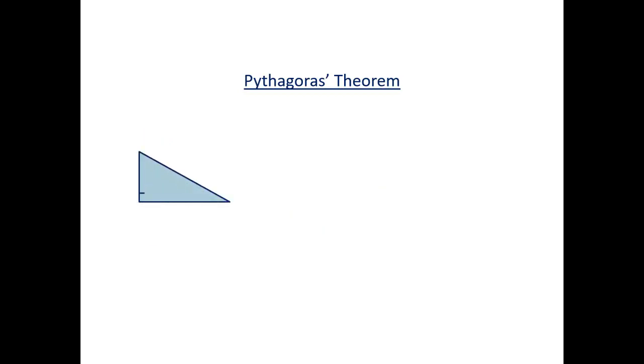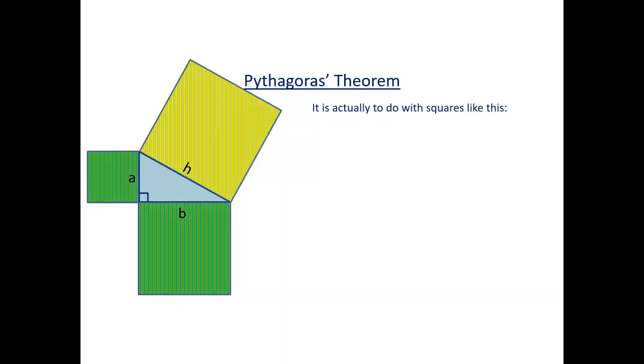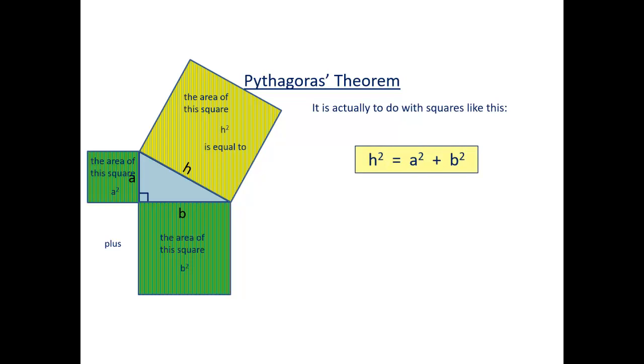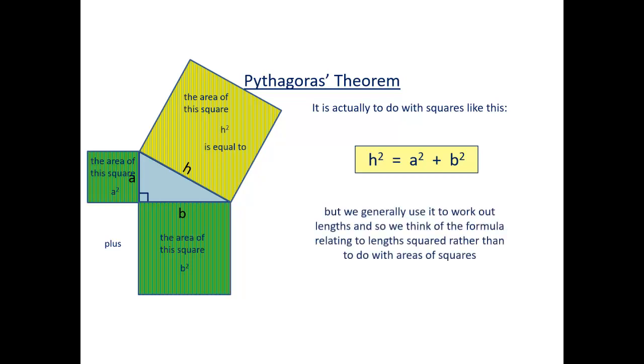Now it's actually all to do with areas of squares on the sides, like this. Let's have a little look. So see that yellow square coming off the hypotenuse? Well, the area of that square, which is h squared, is equal to, now see the green one coming off A, the area of that one, plus the area of the green one coming off B. So there we have it, h squared equals a squared plus b squared. Now, in relation to the GCSE, we use Pythagoras' theorem to work out length, so we don't really think of it as areas. We kind of use it to find out lengths of triangles.